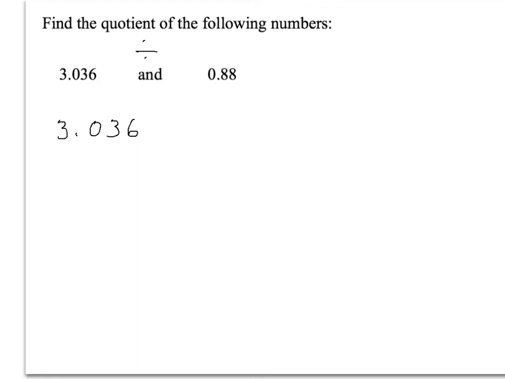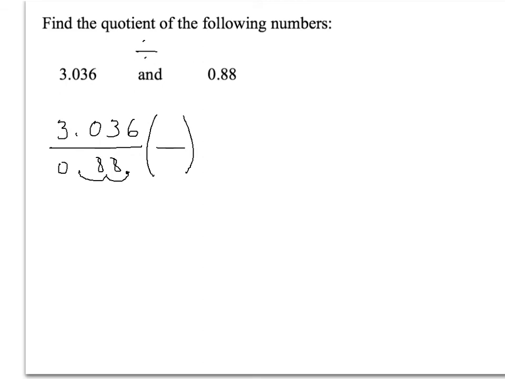3.036 divided by 0.88. Now, that bottom number is a decimal. We cannot have that. We got to get that decimal moved over. Let me see, 2 places. So the decimal needs to be right there.